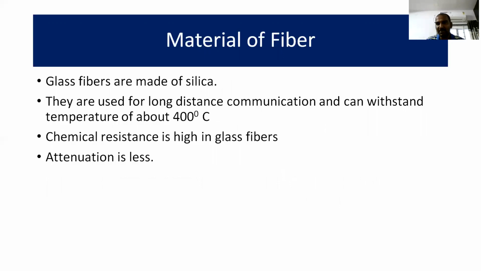The other type of optical fiber based on construction material is glass fibers. Usually those are made of silica. They are used for long distance communication and withstand temperatures of about 400 degrees centigrade. Chemical resistance is high in this type of fiber, and attenuation losses are minimum here when compared to plastic fibers.